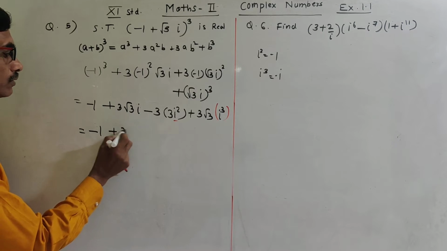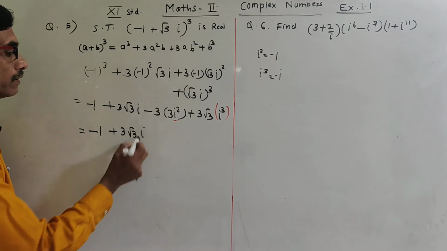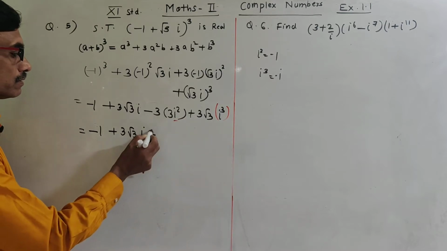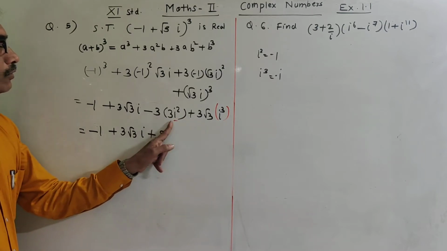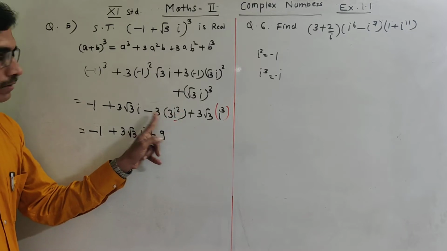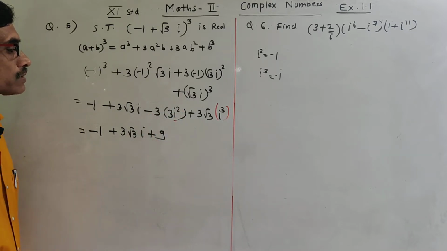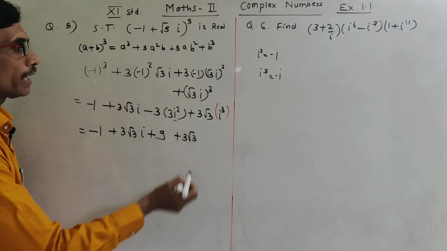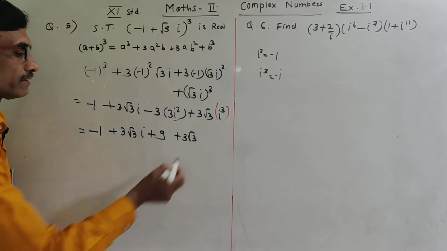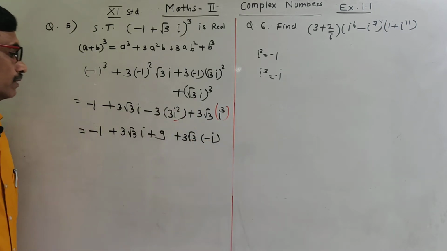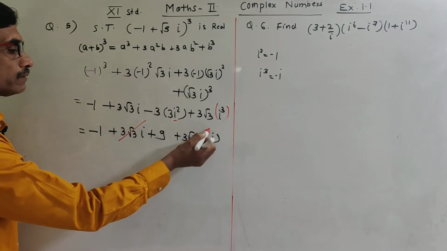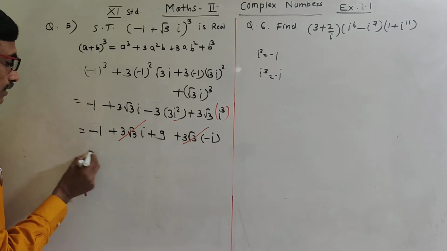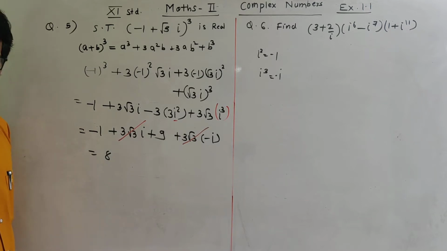-1 plus 3√3i minus, i square is -1, so it will be plus, which is 9. 3 into 3 is 9, and this i square is -1, so minus and minus it will be plus 3√3 i cube. i cube is -i, so it is -i. Now this 3√3i and minus 3√3i will get cancelled, and 9 minus 1 will give us 8. So it is a purely real number.